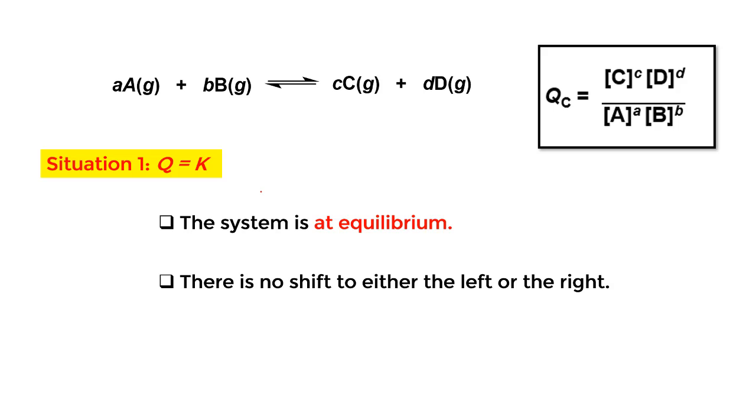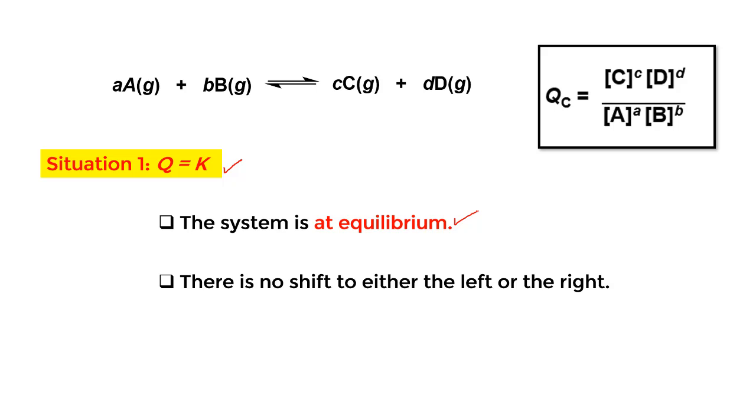If you get the value of Q equals to K, it shows that the system is at equilibrium. And there is no shift to either the left or the right direction. Maksudnya sekarang kalau nilai Q itu equals to K, sistem itu adalah reaction. Reaction itu sudah berada dalam equilibrium.